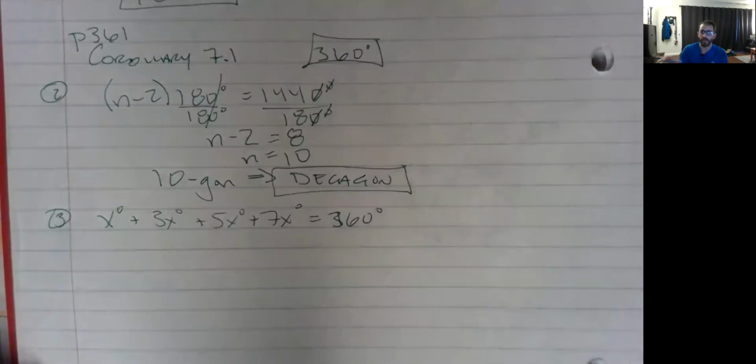And likewise, those algebra brains better be on. This says, find the measure of the interior angles of a quadrilateral. Oh, well, not find them, but eventually we're going to find them. They are x degrees, 3x degrees, 5x degrees, and 7x degrees. So what do the interior angles of a quadrilateral add up to? Hopefully you said it right, 360.